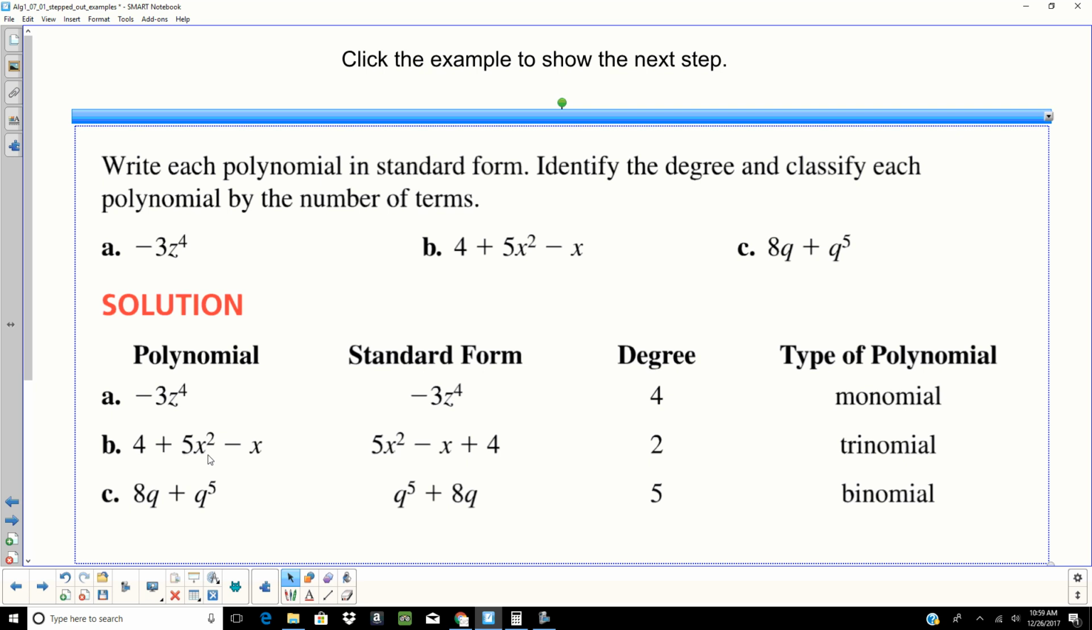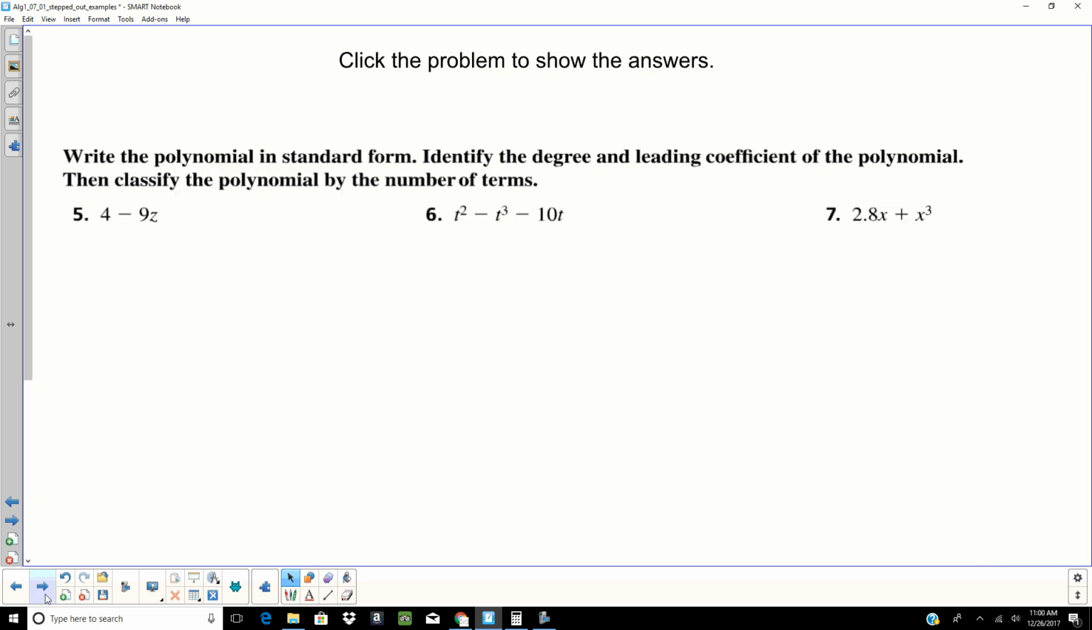Letter B, in standard form, you're going to start with that 5x squared, then go to the minus x plus 4. It's got 3 terms. It's a trinomial. Its degree is 2. On C, you've got 2 terms. I meant to say q to the 5th is your highest, and then you have plus 8q. So there's 2 terms. It's a binomial, and it's 5th degree because that is my highest exponent.